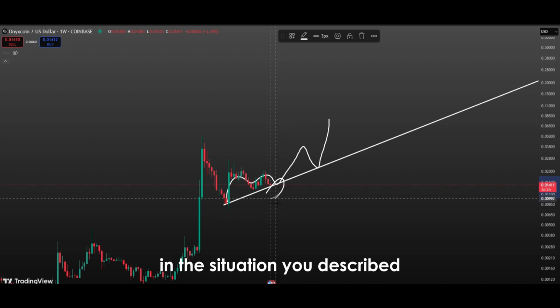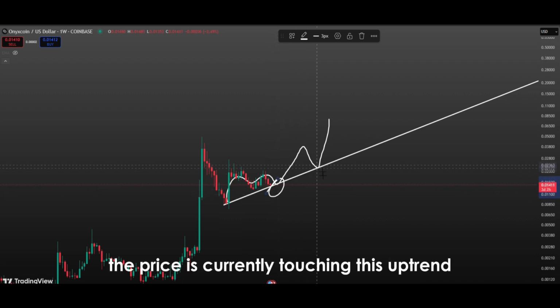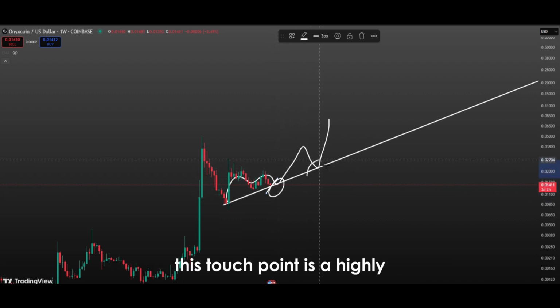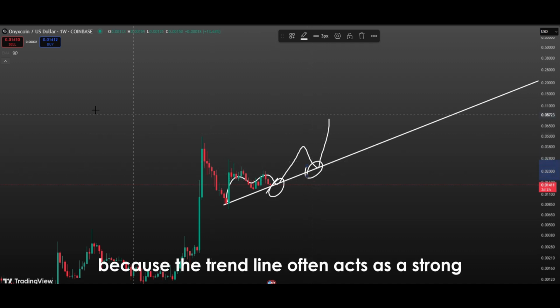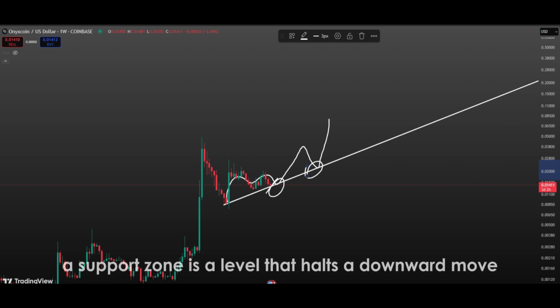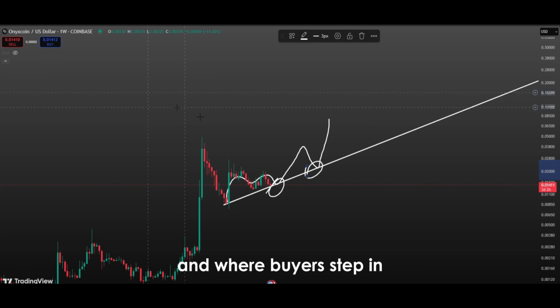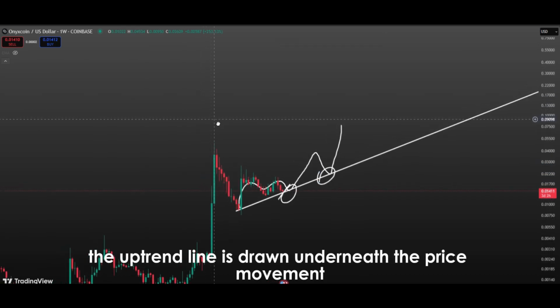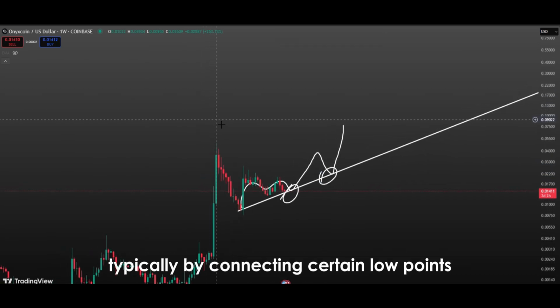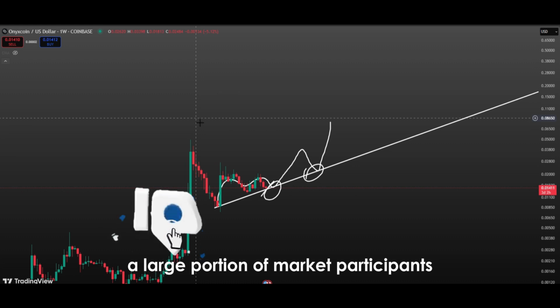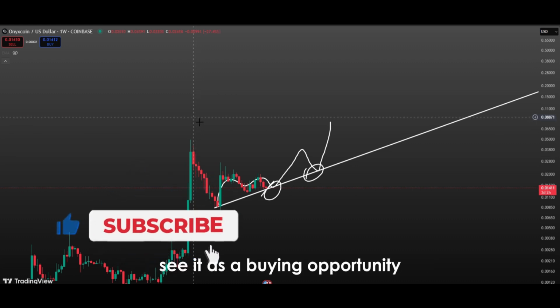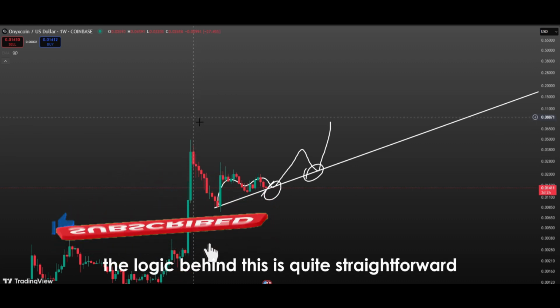In the situation you described, the price is currently touching this uptrend. This touch point is a highly important area in technical analysis because the trend line often acts as a strong support zone. A support zone is a level that halts a downward move and where buyers step in. The uptrend line is drawn underneath the price movement, typically by connecting certain low points. Each time the price approaches or touches this line, a large portion of market participants see it as a buying opportunity. The logic behind this is quite straightforward.